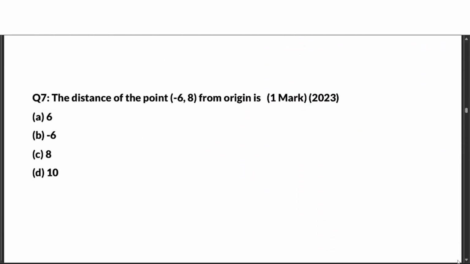Now coming to the next question, here again an MCQ. It is saying the distance of point (-6, 8) from the origin. Origin means where both axes are 0, x and y. So simply we can use the distance formula. The distance formula you already know: square root of (x2 minus x1) whole square plus (y2 minus y1) whole square. This is our distance formula.